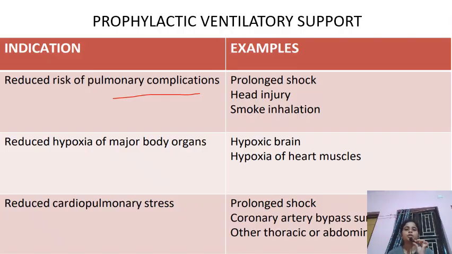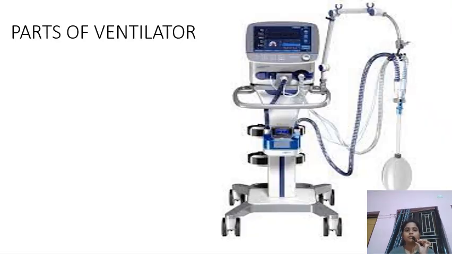We need to avoid hypoxia of major body organs, like hypoxic brain or hypoxia of heart muscles. In those cases also we need to use it. Then, to reduce cardiopulmonary stress, like prolonged shock, CABG surgeries and other thoracic and abdominal surgeries, if ventilatory support is required, we need to give it.